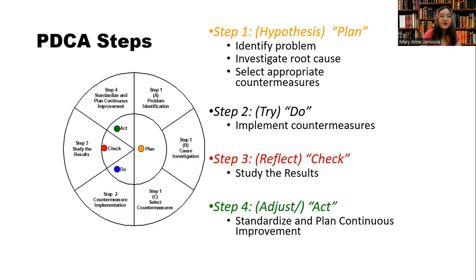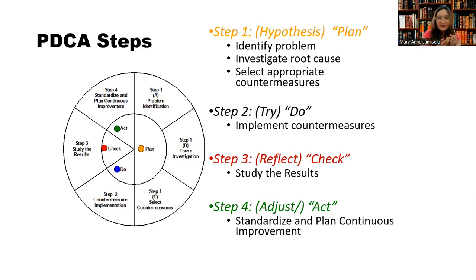And then after which we move on to the next phase, which is check. C for check. So in checking, this is actually equivalent to the reflecting phase. We reflect and we study the results. Okay, based on the initial implementation that we did, did the countermeasures that we have selected and implemented help us improve our performance?